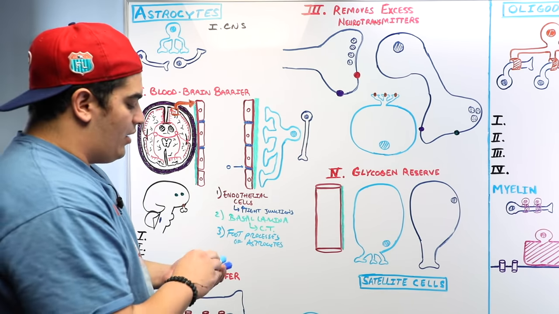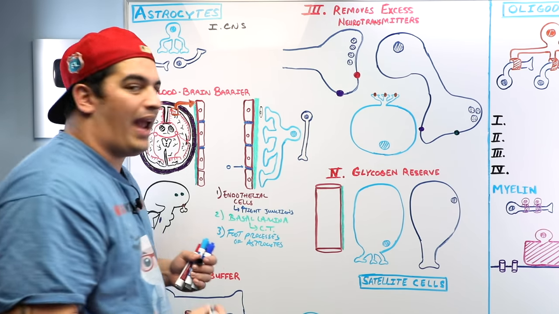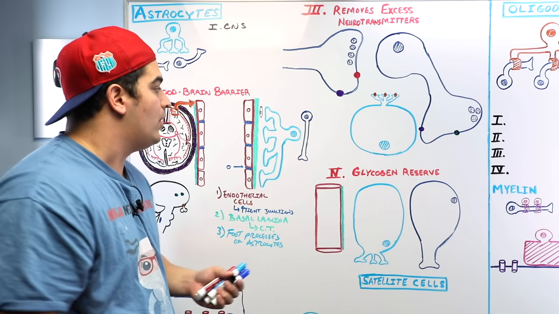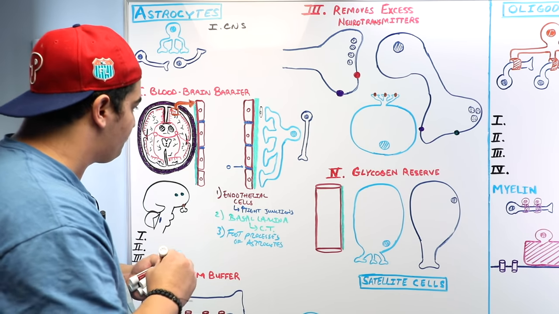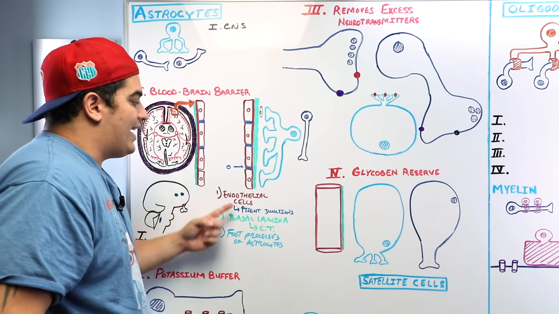There are other cells that kind of squiggle around in here, not really that important, but they're called pericytes, in case you do want to know that. You might see that sometimes in textbooks. All right, good. We know what the blood-brain barrier is actually made up of.